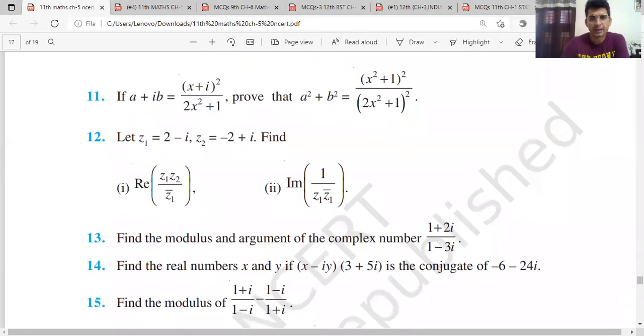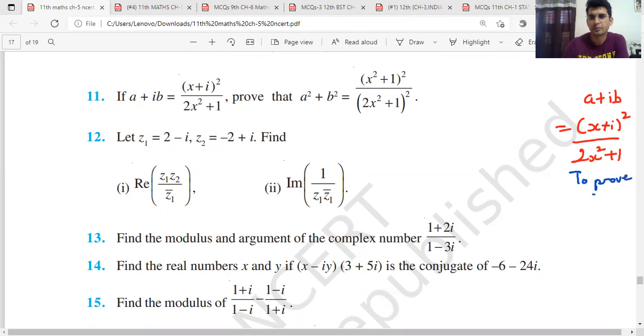Question number 11. Again an important question, and we have done such questions in the examples too. According to the question, a plus iota b is equal to (x plus iota) whole square upon 2x square plus 1. What we have to prove? To prove: a square plus b square is equal to (x square plus 1) whole square upon (2x square plus 1) whole square.